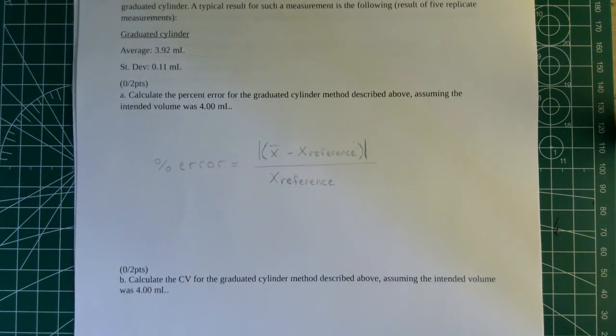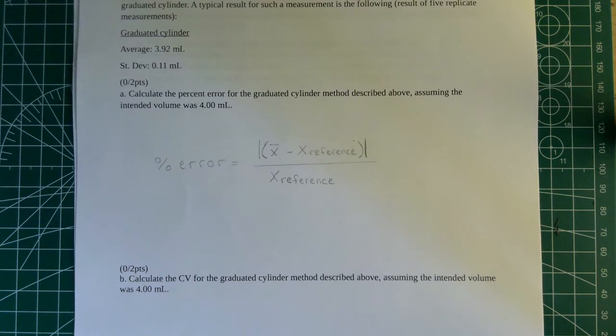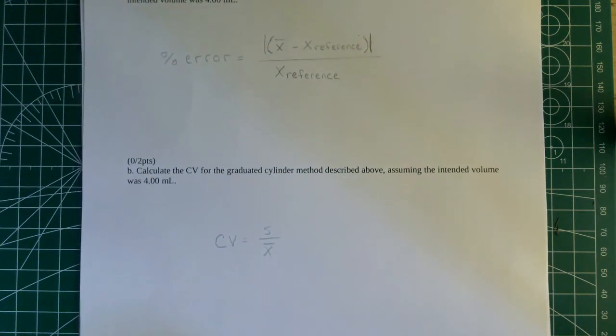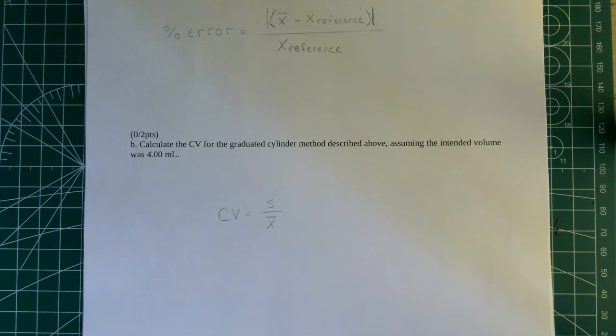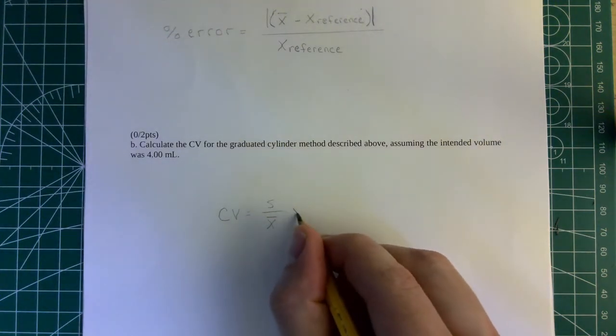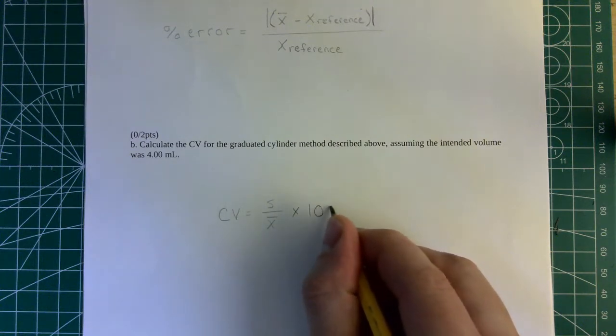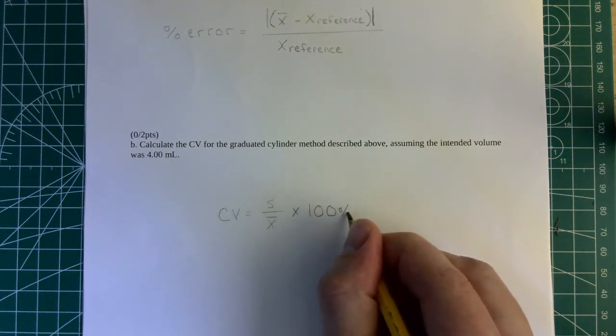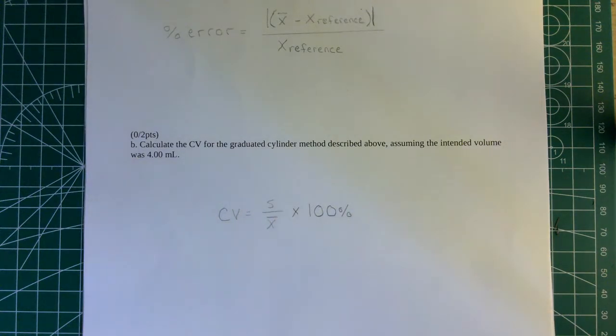Again, we're using our same percent error calculation. Shouldn't be too difficult there. And in the next section, we're going to calculate the CV for the graduated cylinder. Again, using our same CV calculation here. Don't forget, as I did, to multiply this by 100%. And just as a little hint, I will tell you that for this portion, this 4 milliliter information here is superfluous. It actually doesn't play into the solution.